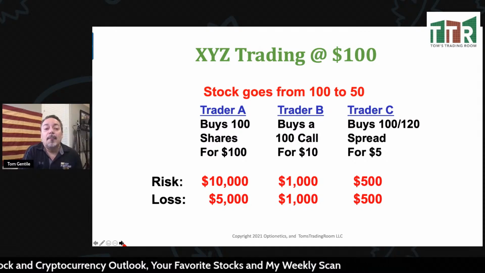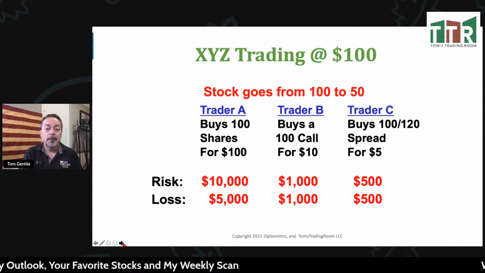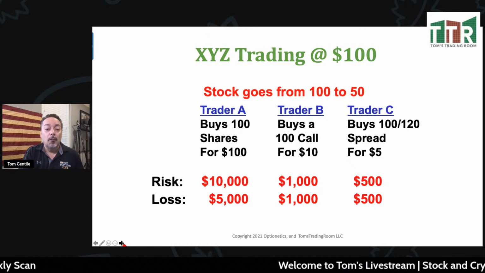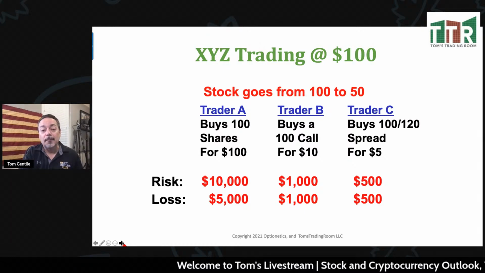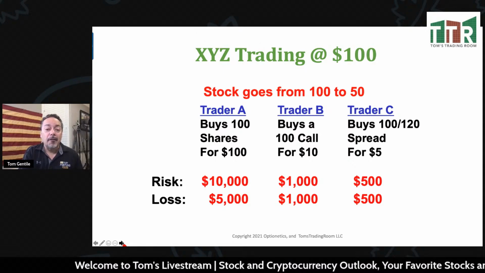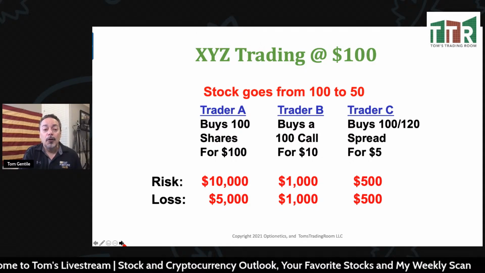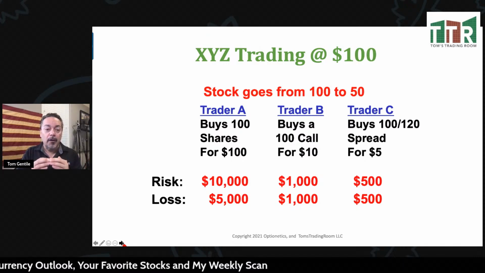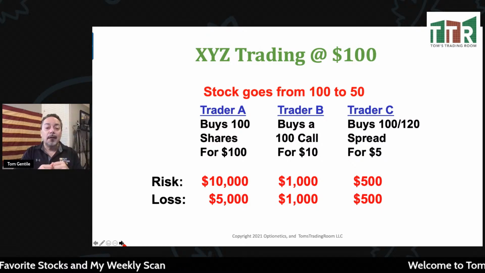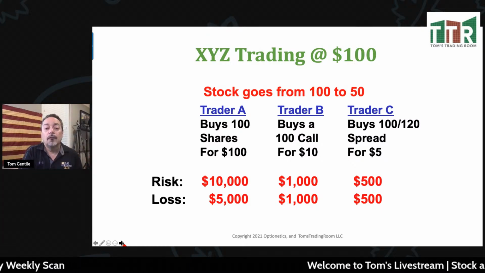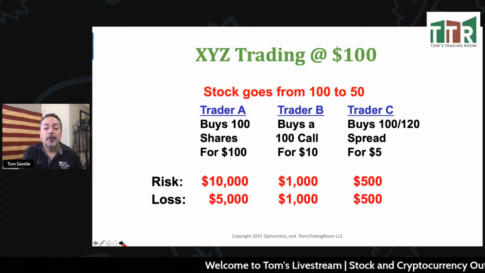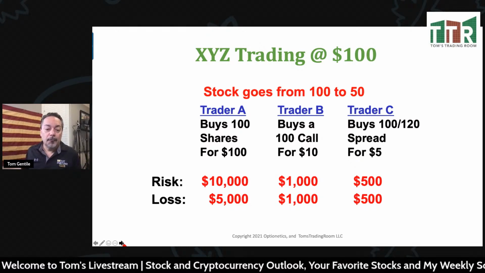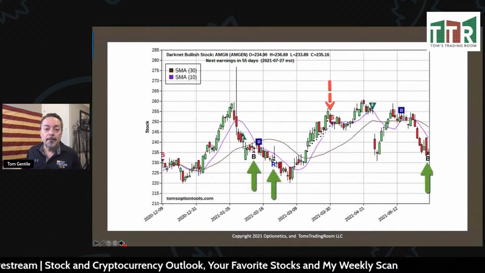But look at them in dollar amounts when you look at a 1-to-1-to-1 ratio. The stock trader is down $5,000. The call trader, if they buy one call instead of 100 shares of stock, is down $1,000. Trader C put $500 into a spread, which is like giving you the right to buy at 100 and obligating you to sell at 120. So that's a 1-to-1-to-1 trade as well, and has a $500 loss. They all lost money, but there's kind of a silver lining here when it comes to this particular type of trade.